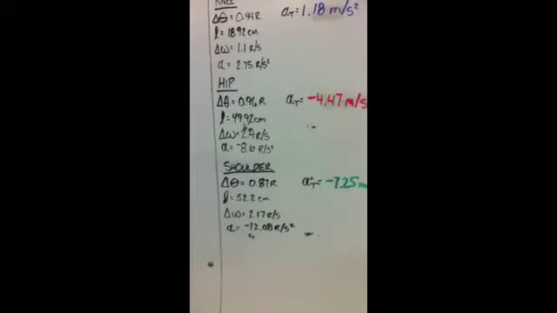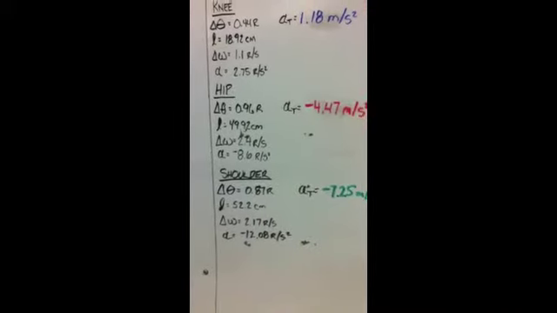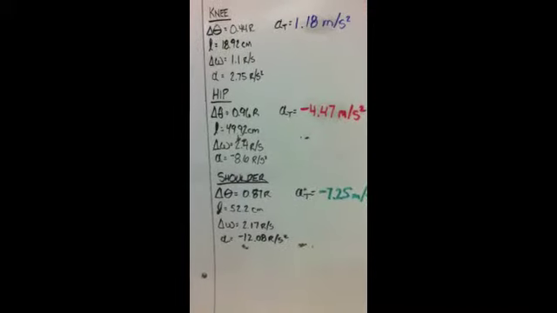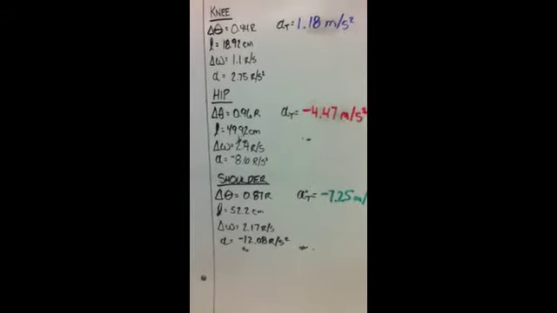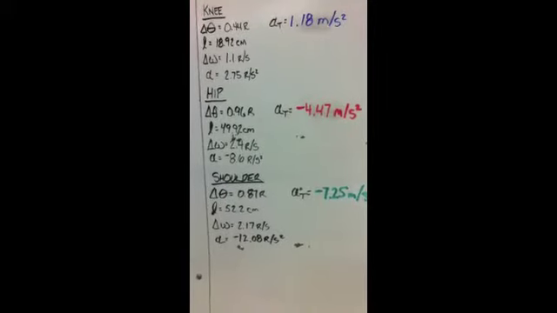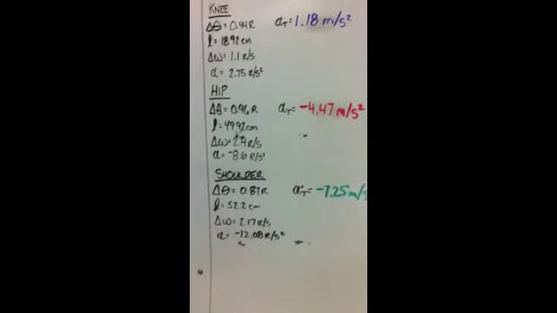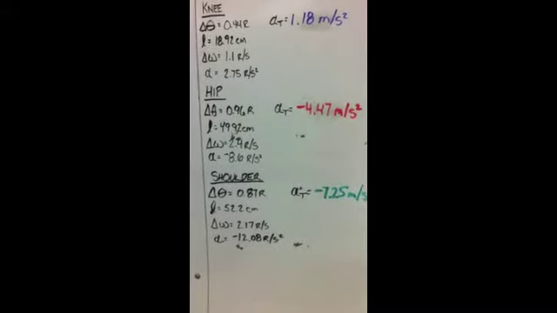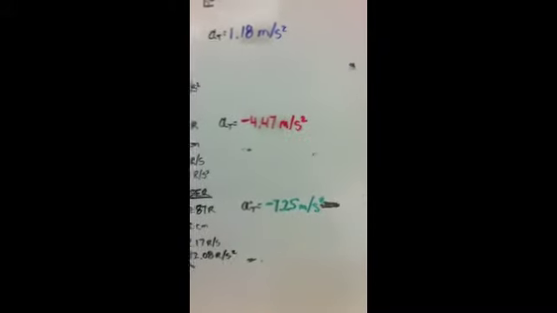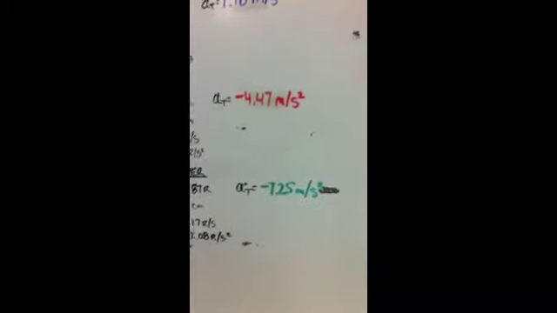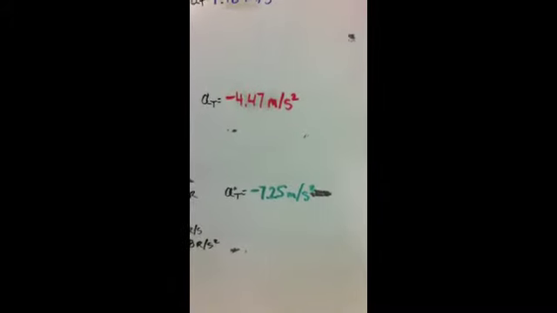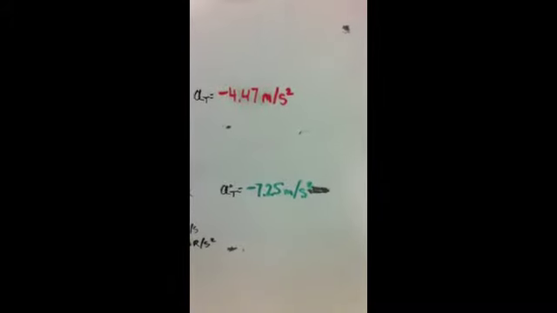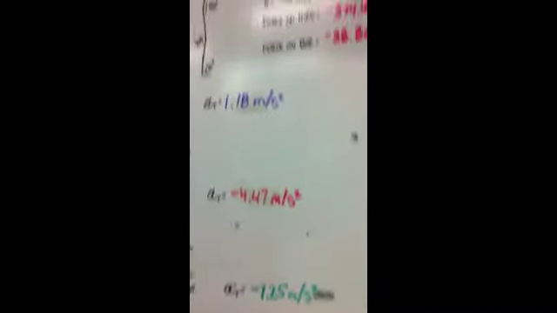And then at the shoulder, angular displacement of 0.87 radians, an angular velocity of 2.17 radians per second, and an angular acceleration of negative 12.08 radians per second squared. And this translates to a tangential acceleration of negative 7.25 meters per second squared.